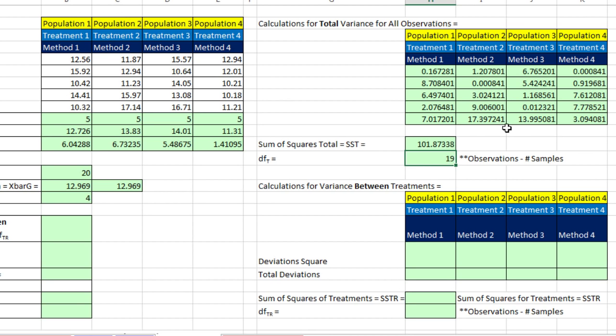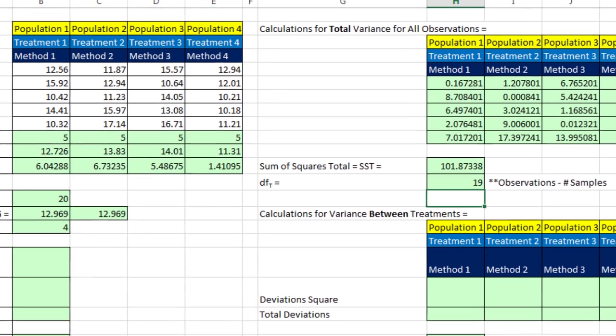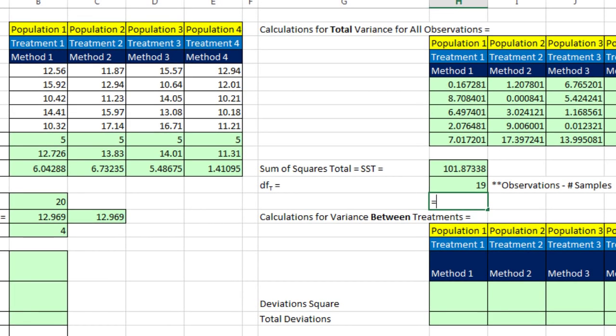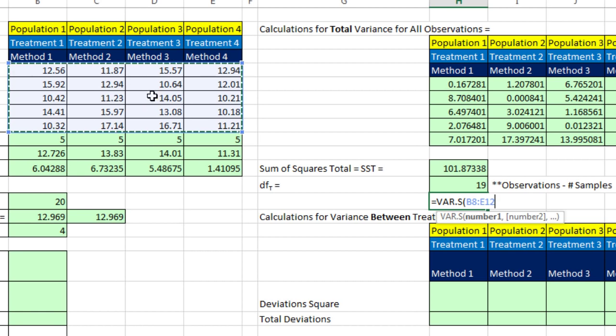Now, interestingly enough, with these two items, we can get our sample variance for the entire sample here. So this is like a check number equals variation of the sample. And I simply highlight all of them. Notice it knows what to do. It's going to calculate the grand overall mean, calculate the deviation for each one of these, add up the deviations, and divide by n minus 1. So when I enter, that's the sample variation for all of them.